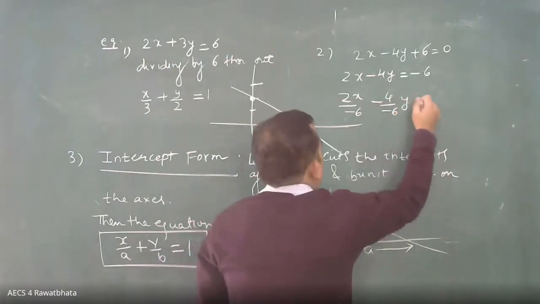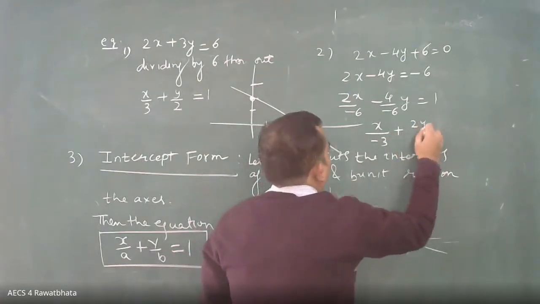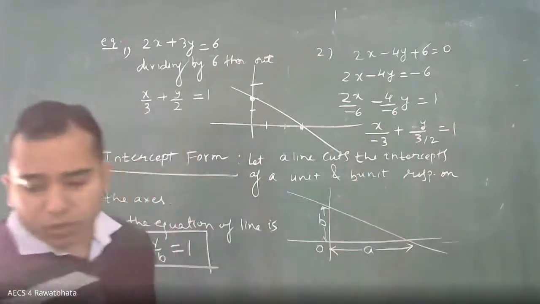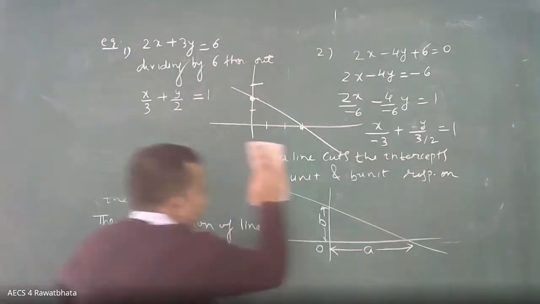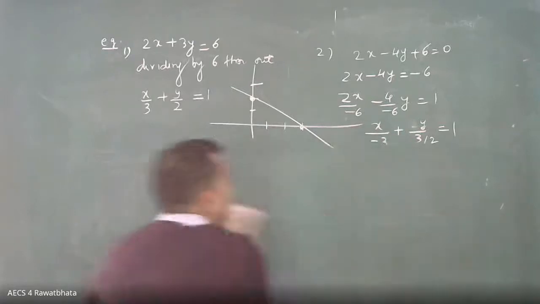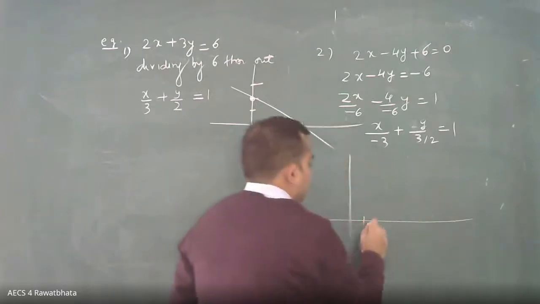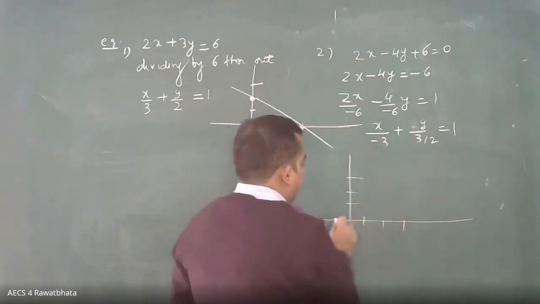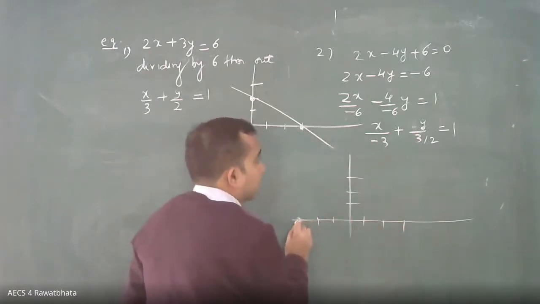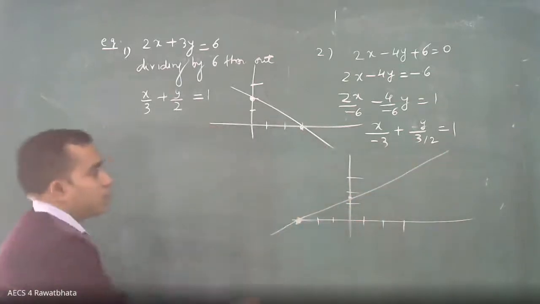And this will become x upon minus 3 प्लस 2y अपॉन 3, 2 हटा के 3 अपॉन 2 लिख सकता हूं मैं, इक्वल टू 1. And now easily you can draw the graph of this line. And its graph, if you have to draw, then you make x and y axis, and negative x axis also you have to take, mark some points. -3 on x axis, 1.5 on y axis, and connect them. This is the desired line.